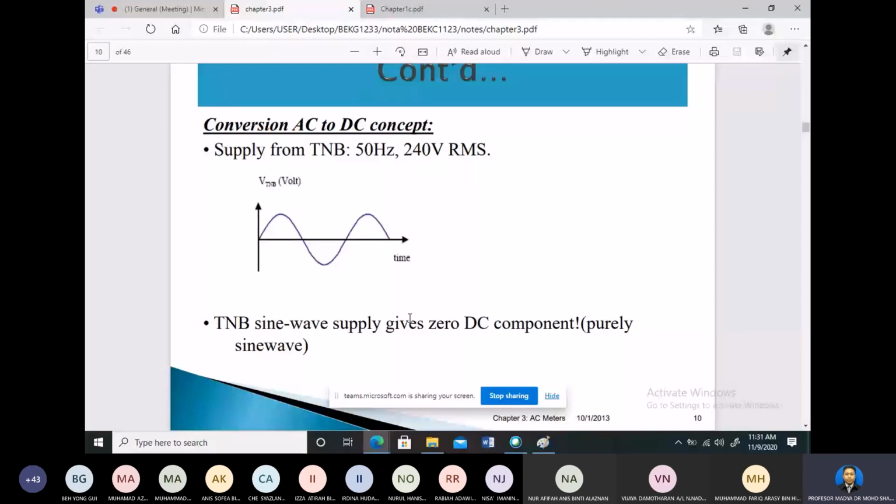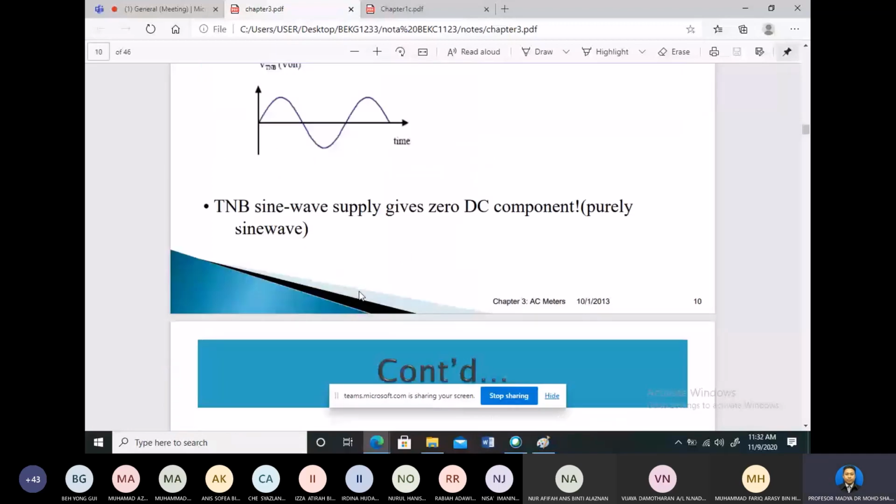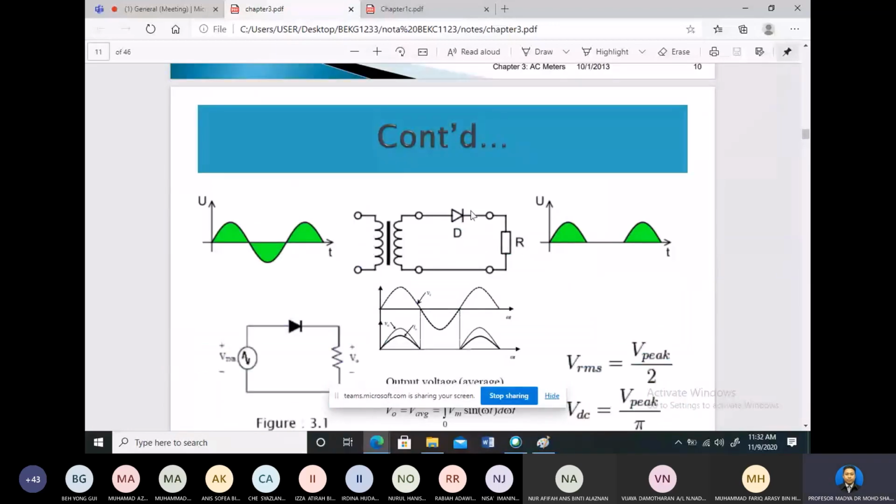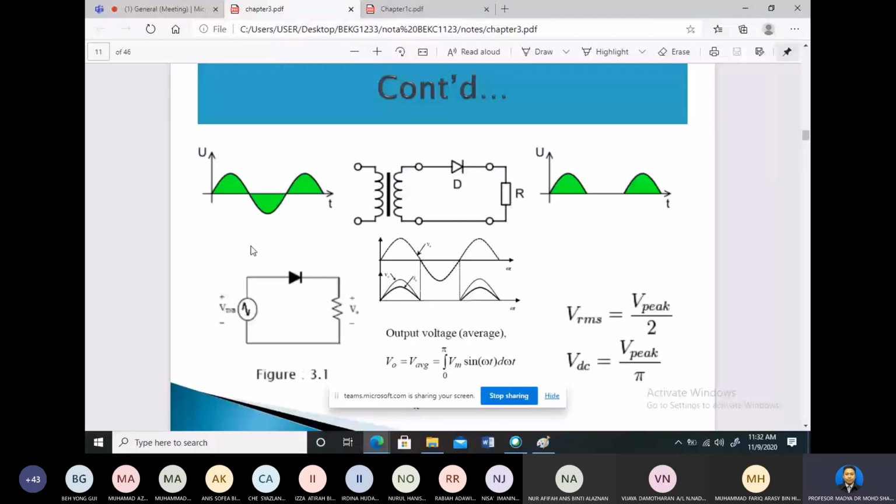That's why we have to put a rectifier circuit here, a diode. This is the diode symbol, D is the diode rectifier. You can see how the diode works. It cancels out the negative. This is from our 240 AC supply, then it goes to the diode rectifier, so automatically we cancel the negative cycle, to be like this.